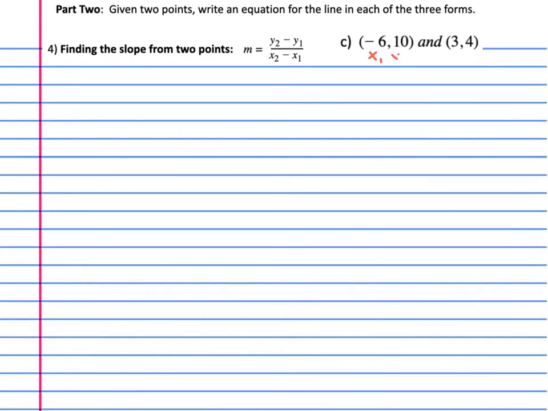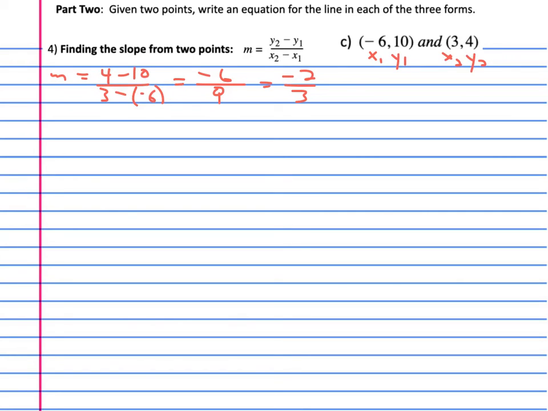All right, let's move quickly on this one. x1, y1, x2, y2, and then we get y2, 4, minus y1, 10, over x2, 3, minus x1, negative 6. Which simplifies out to negative 6 over positive 9, which you must simplify to negative 2/3. We have a slope of negative 2/3.